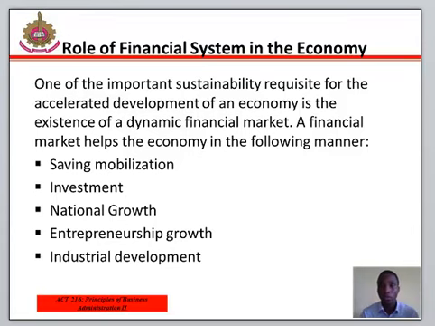Flow of funds for productive purposes is also made possible. Next is entrepreneurship growth. Financial markets contribute to the development of the entrepreneurial class by making available the necessary financial resources. And lastly, we have industrial development. The different components of financial market help an accelerated growth of industrial and economic development of a country, thus contributing to raising the standard of living and the society's well-being.